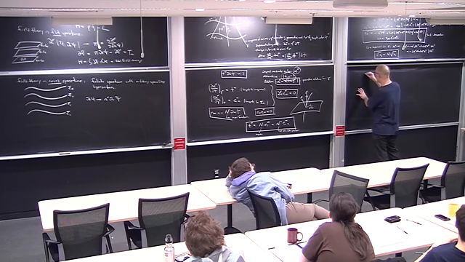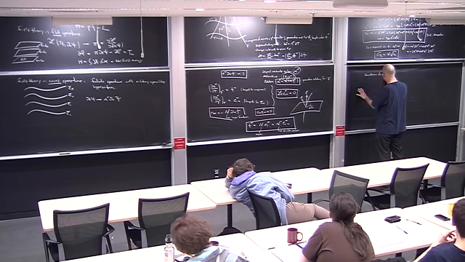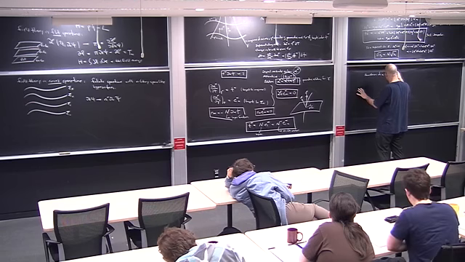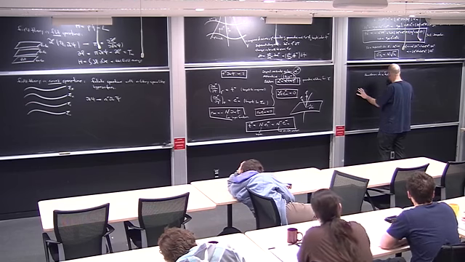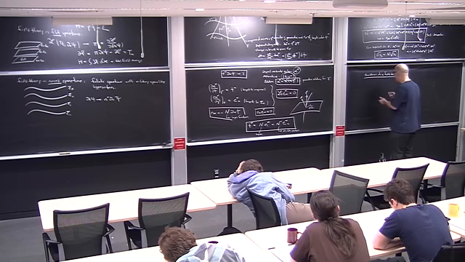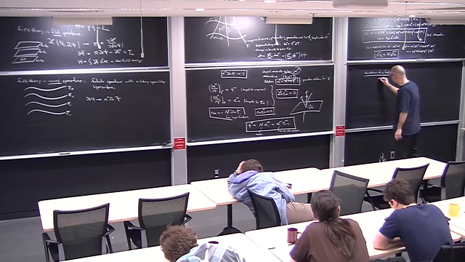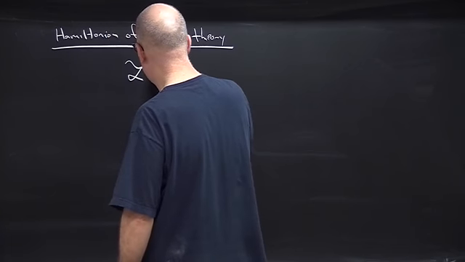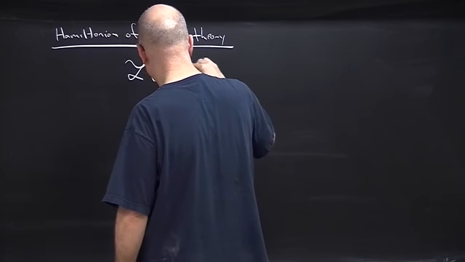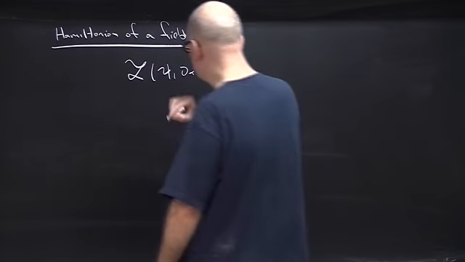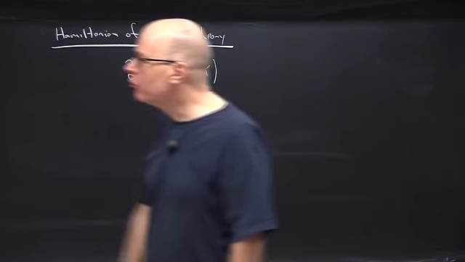All right, so let's do the Hamiltonian of a field theory in curved spacetime. So we know this. That's given to us. That's the starting point, as we saw before.